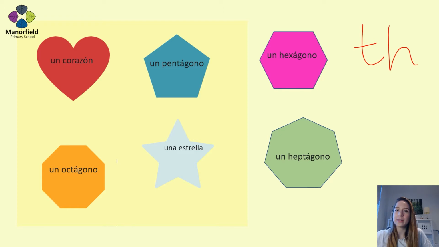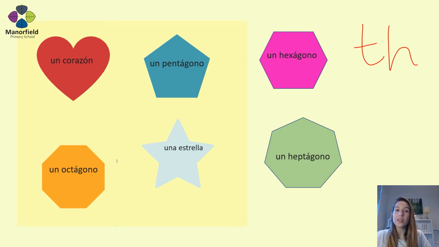Next to it, in dark blue, it's a five-sided shape. A five-sided shape, you're right, is a pentagon. To say pentagon in Spanish is fairly similar. We say un pentágono. Okay, next up we've got a pink six-sided shape. A six-sided shape is a hexagon. To say hexagon in Spanish, again, it's quite similar. We say un hexágono.